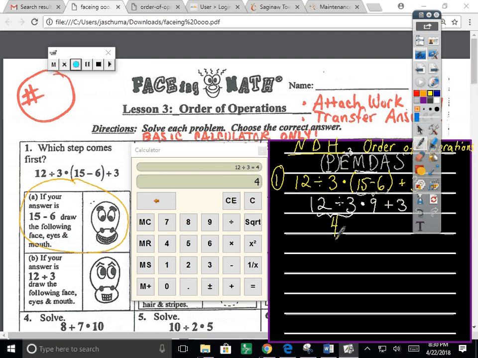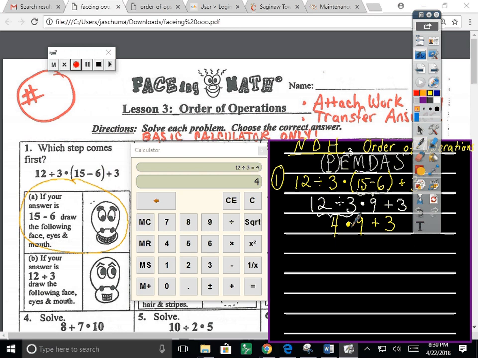So 4 belongs here instead of 12 divided by 3, and I bring everything else down. This dot, which means times 9, and plus 3 at the back. Notice this dot for the multiplication, it's floating. It doesn't look like a decimal to me. It's up higher than that.